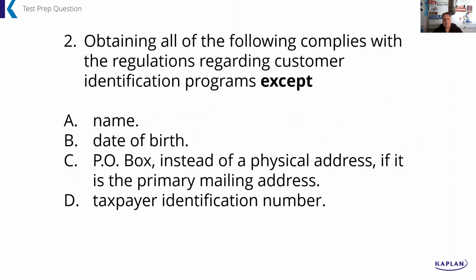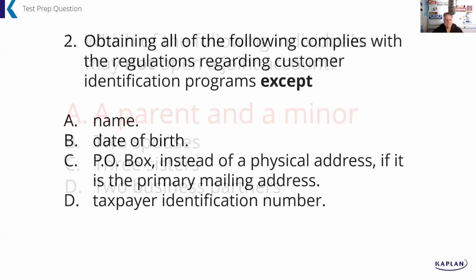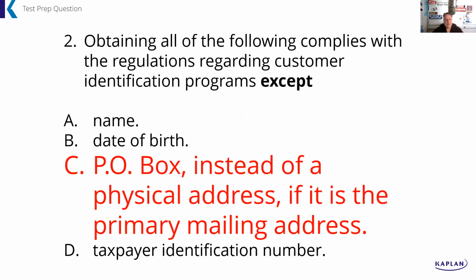Obtaining all the following complies with the regulations regarding customer identification programs, except... We have to have in our written supervisory procedures what we're going to do if we're unable to identify somebody. This is the Patriot Act. It requires that we have a picture ID. And we don't send things to PO boxes. Well, I take that back. On the original documentation on the account, we need a physical address. Once we have that physical address, then we're more than happy to send things to a PO box. But initially, we're going to need the physical address. And so the answer to this one is C. So we need physical addresses to open accounts.